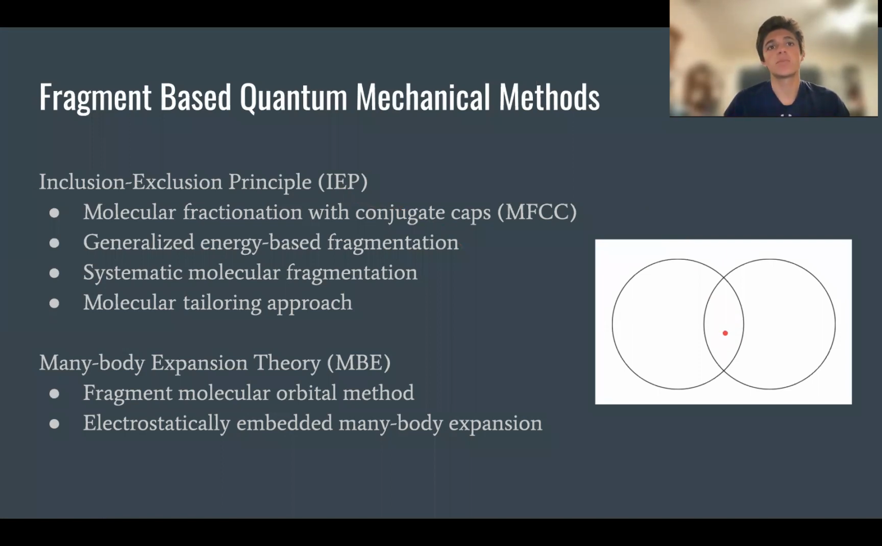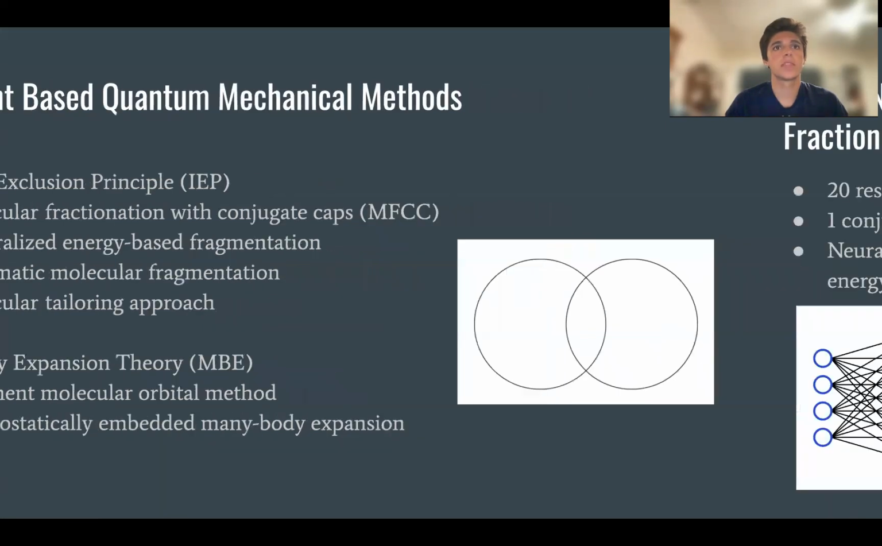Next, there's many-body expansion theory. These methods involve non-overlapping fragments, which is good for molecular clusters and crystals or proteins that do not have covalent bonds between fragments. Combinations of the two methods have also been employed recently. For example, some methods use the simpler MBE for non-covalent fragments and IEP for bonded fragments.